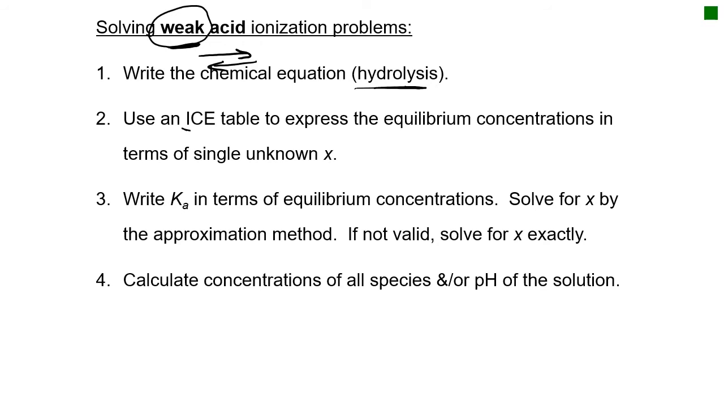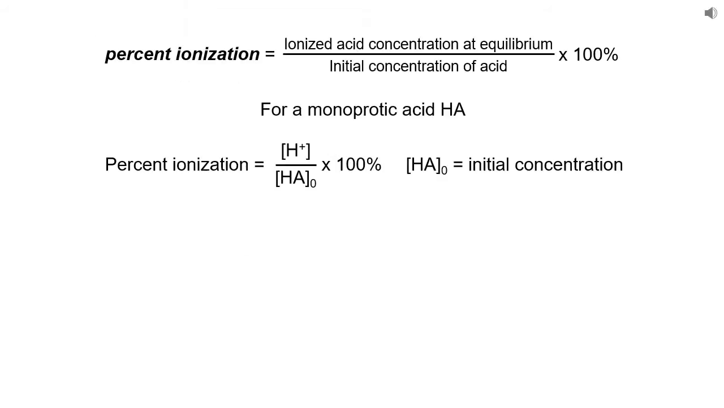Well, as soon as you have two arrows, you need an ICE table. If you need an ICE table, you're going to solve for X, and you're going to look up your Ka, and you're going to solve something. Now, we're going to try to do it by approximation. If we can't, we're going to have to solve it exactly, which means we're going to have to use the quadratic. We're either going to solve for concentrations or the pH of the solution.